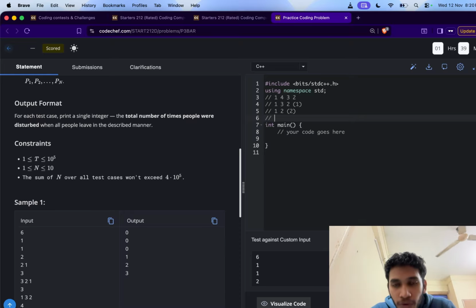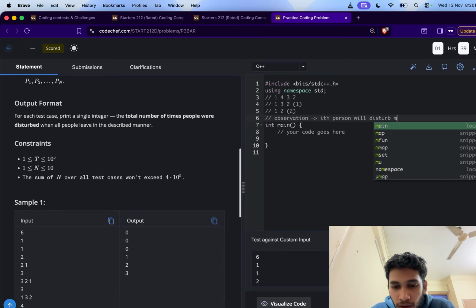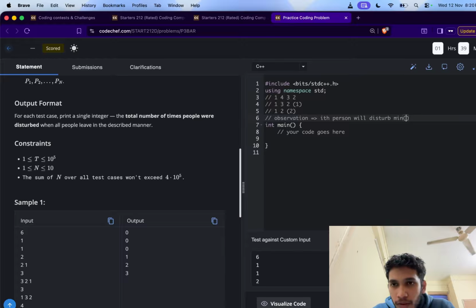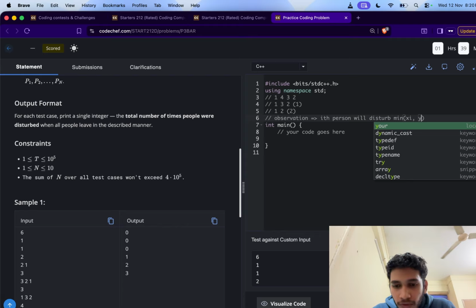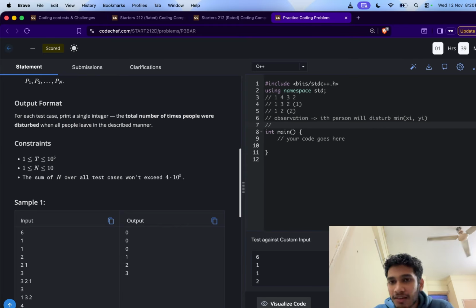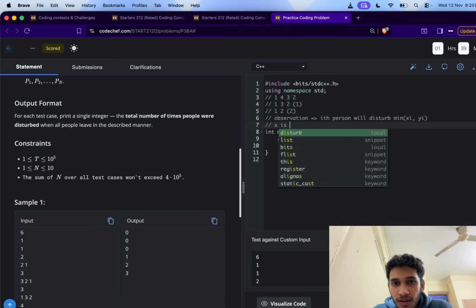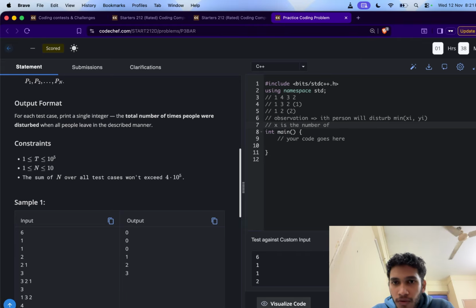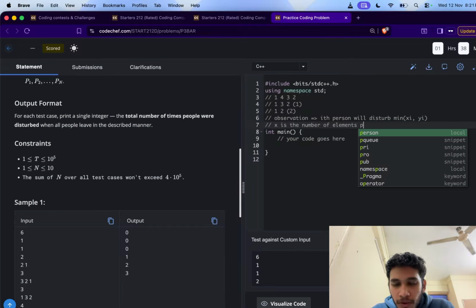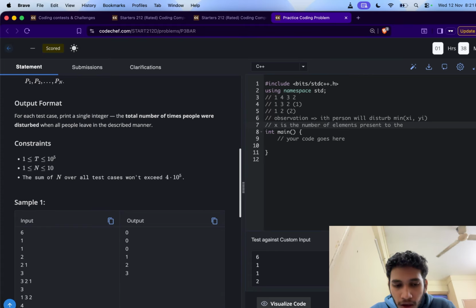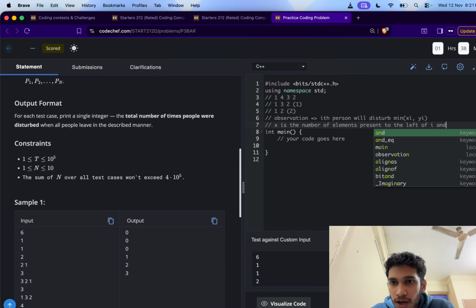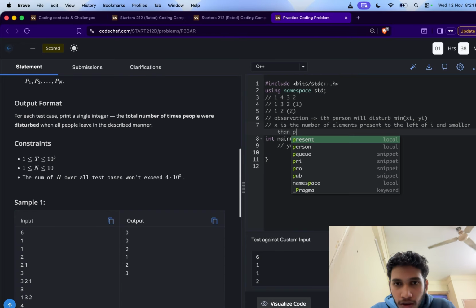How do we improve our logic? See this observation. The ith person will disturb the minimum of xi comma yi. So what are these xi's and yi's? X is the number of elements present to the left of i and smaller than p of i.